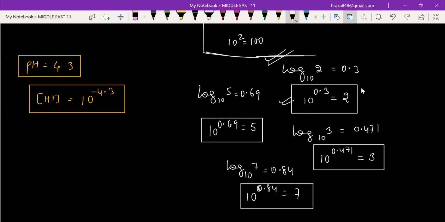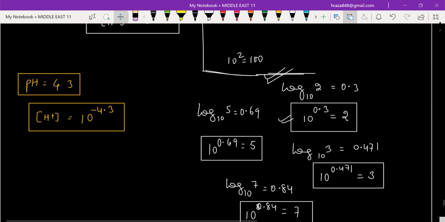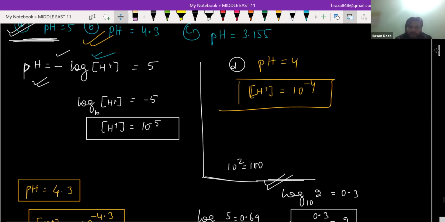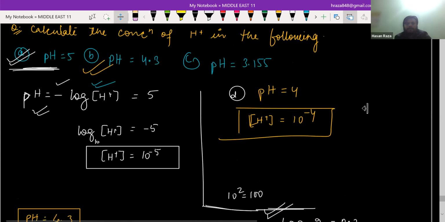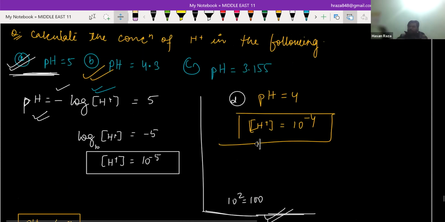Now, first write from the starting, then we will go ahead. First write this, then that value, then we will go on to part B, how I'm going to calculate that part. 10 raised to the power 4.3.